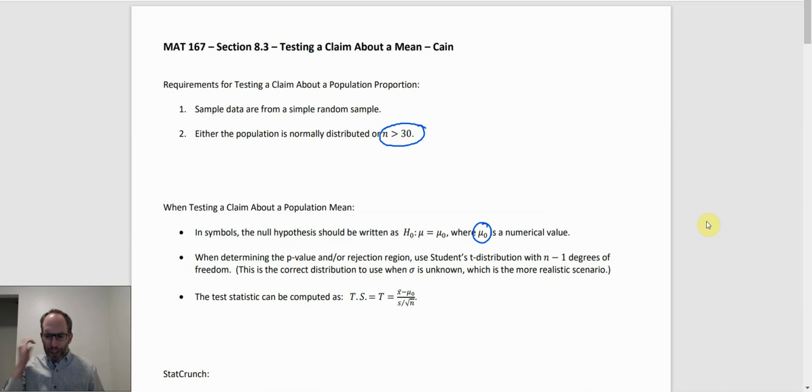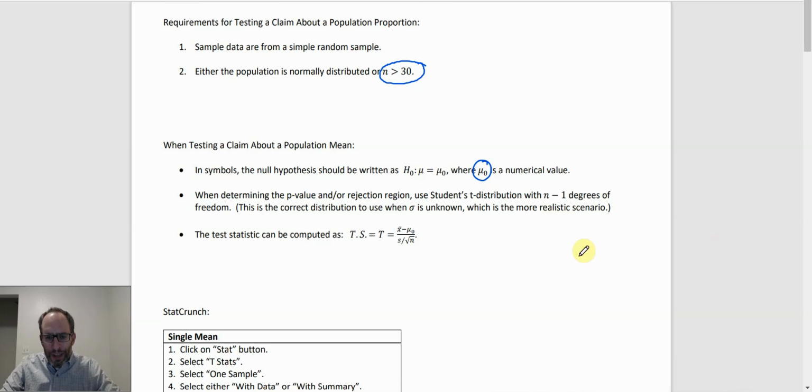But if you knew what mu was, there would be no point in doing the hypothesis test. It would just be, oh, mu is this number, that's that. So it's not realistic. The realistic one is not knowing the population standard deviation, and that's what we're going to do. And then there's our test statistic, that last bullet point: x bar minus mu 0 over the standard error, s over the square root of n.